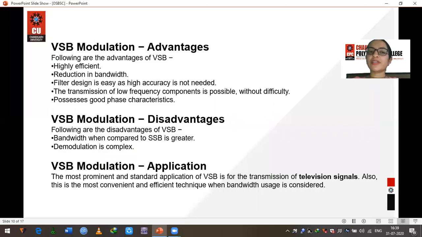So, VSB modulation advantages. What are the advantages? First, it is highly efficient. A reduction of bandwidth is there, filter design is easy, and high accuracy is needed.